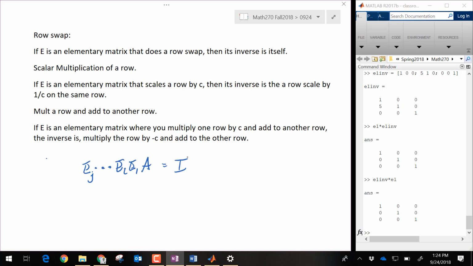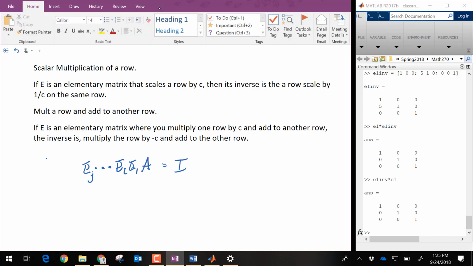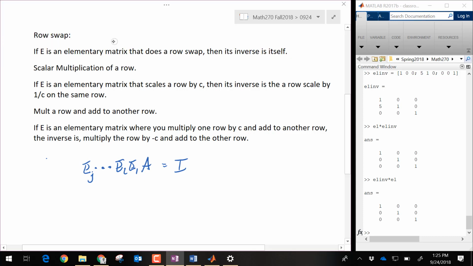Okay. And so we know that the elementary matrices have inverses, right? All the elementary matrices have inverses. So what we can do is multiply both sides on the left side by the inverse of the previous matrix. Actually, I'm going to change my approach here. Let me do it a slightly different way.